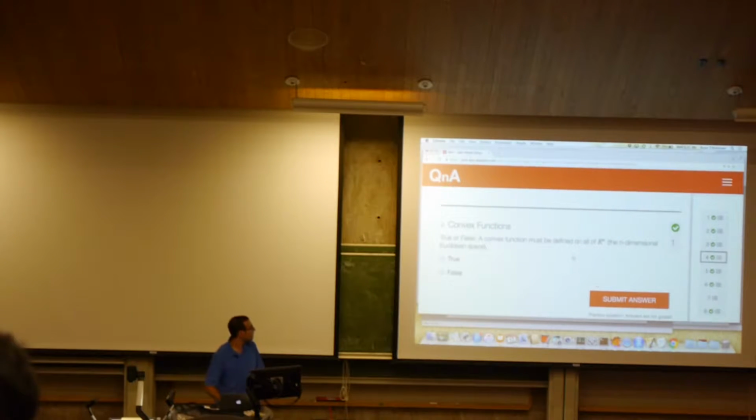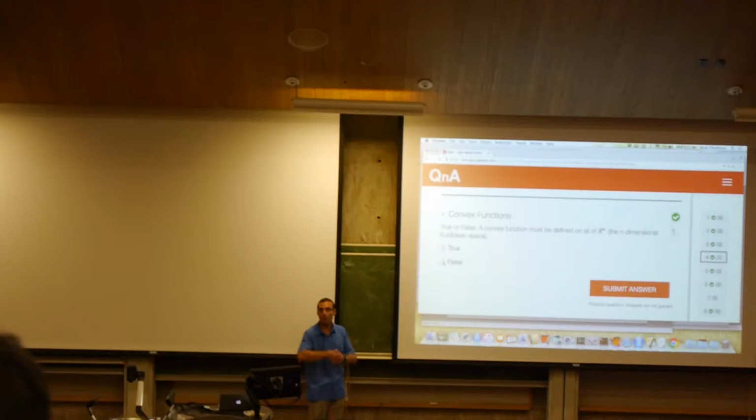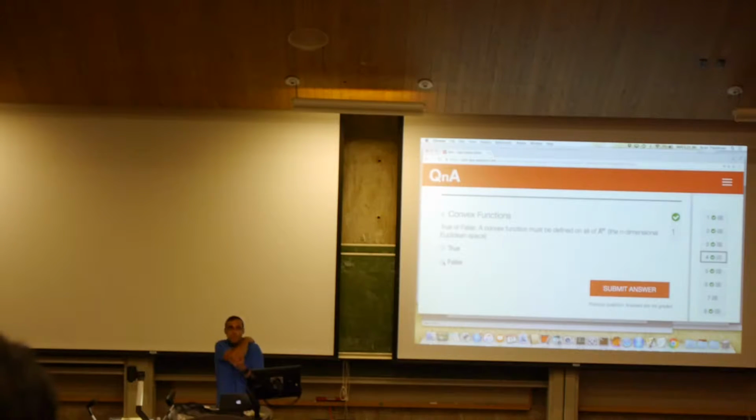Convex functions. A convex function must be defined on all of Rn. True or false? False, because remember we said one of the conditions for convexity is that it has a convex domain. Rn itself is a convex set, of course, if you follow the definition. But we also said that the function can have a domain which is not all of Rn, like log, for example. Or let's say minus log is a convex function. Log is concave, minus log is convex. But minus log is only defined on the positive reals. So as long as the function's domain is convex, that's OK. So this is not true.